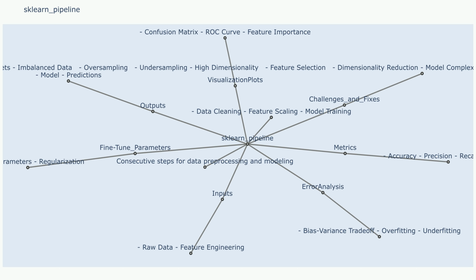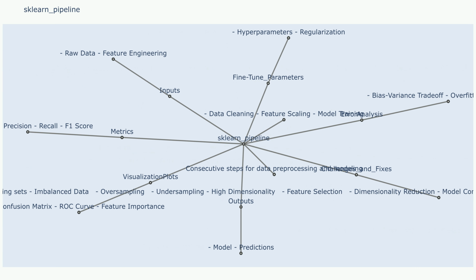Sklearn pipeline. Description: a scikit-learn pipeline is a powerful tool for streamlining and automating machine learning workflows. It allows you to chain multiple data transformations and machine learning models together, effectively building a complete end-to-end solution. Pipelines ensure consistent data processing, reduce code redundancy, and simplify model management.